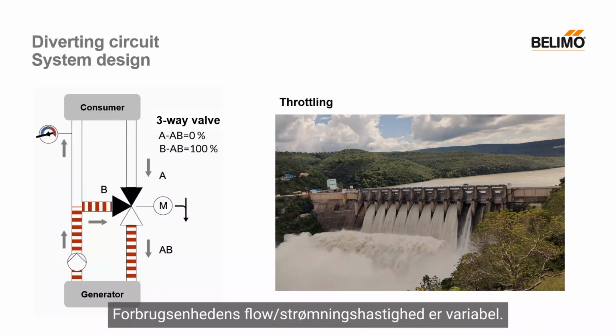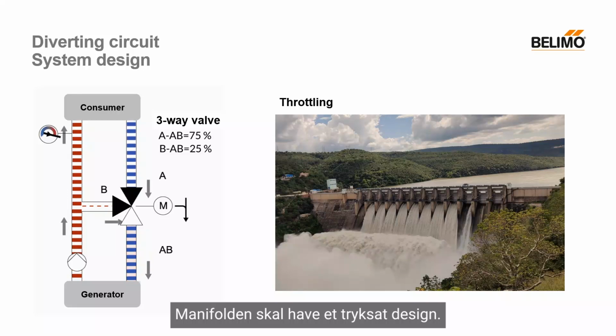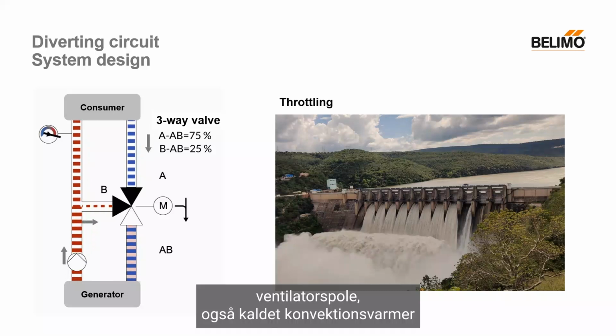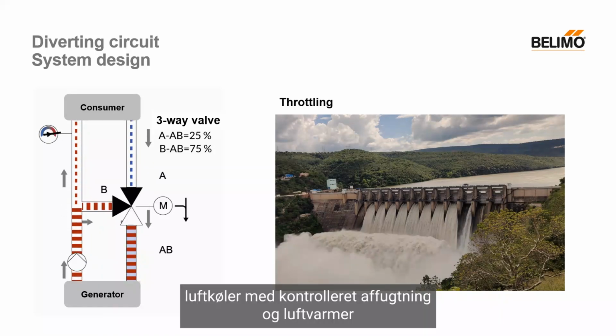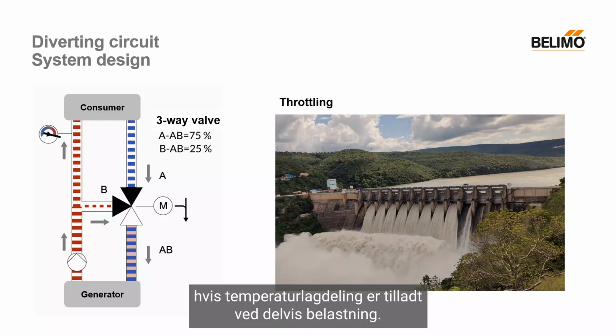The flow rate at the consumer is variable. The flow rate at the generator is constant. The manifold must have a pressurized design. Typical applications of the diverting circuit are fan coil, also referred to as convection heater, air cooler with controlled dehumidification, and air reheater, if temperature stratification is permitted at partial load.